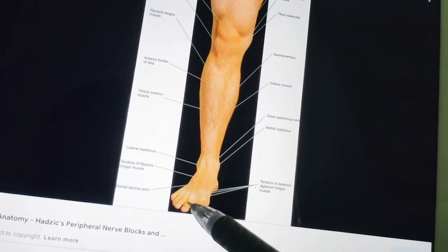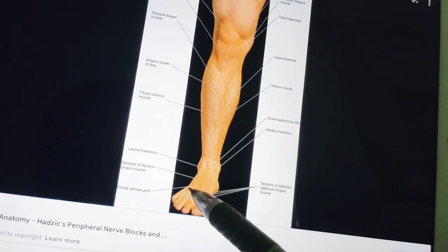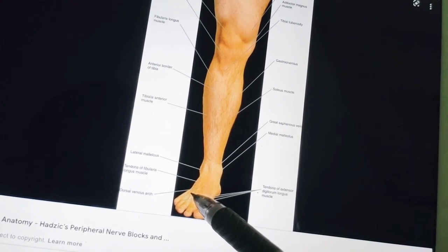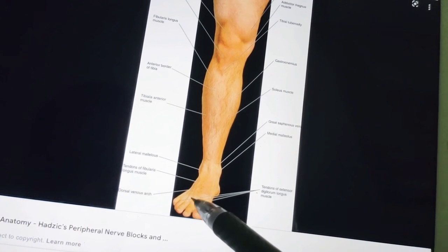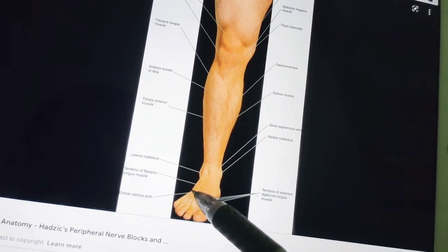Next comes extensor digitorum brevis. It produces an elevation. It will be this side, extensor digitorum brevis. It actually produces an elevation on the lateral part of the dorsum of the foot when the toes are dorsiflexed or extended. Then you can feel at the little finger side, you can feel here the extensor digitorum brevis.